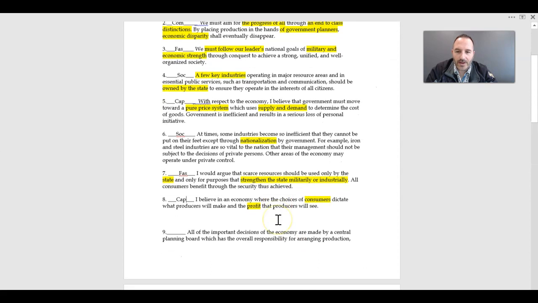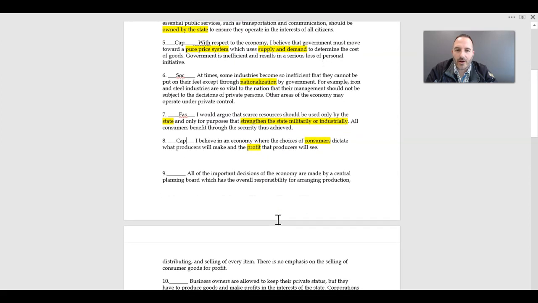So number 9, all the important decisions of the economy are made by a central planning board, which has the overall responsibility for arranging production, distribution, and selling of every item.